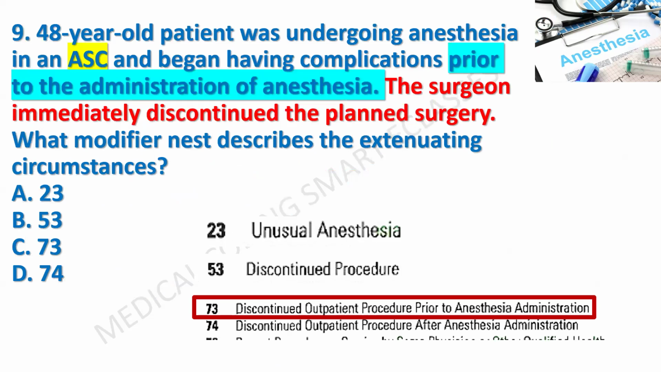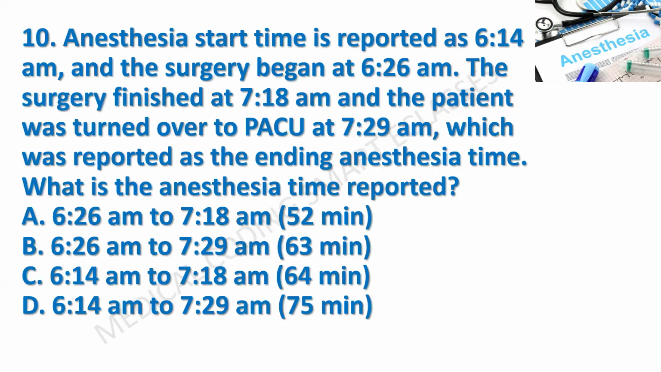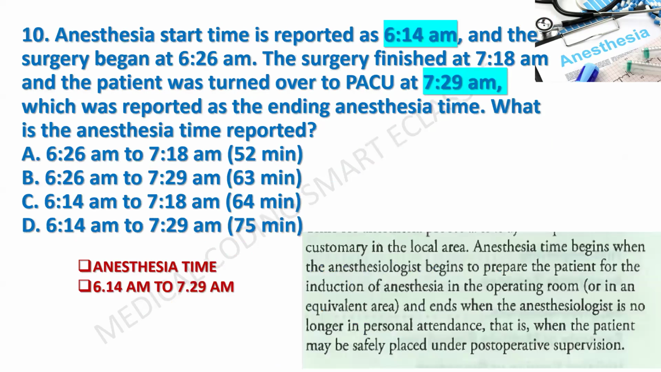A 48-year-old patient was undergoing anesthesia in an ASC, that is an ambulatory surgery center, and began having complications prior to the administration of anesthesia. The surgeon immediately discontinued the planned surgery. So here, the planned surgery is discontinued before the anesthesia administration. That's why we are reporting modifier 73 here. Now, anesthesia time is reported as 6:14 a.m. and surgery began 6:26 a.m. Surgery finished at 7:18 and the patient was turned over to the PACU at 7:29. So what is the time? It is 6:14 to 7:29 and that is 75 minutes.